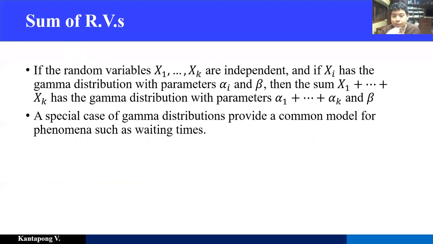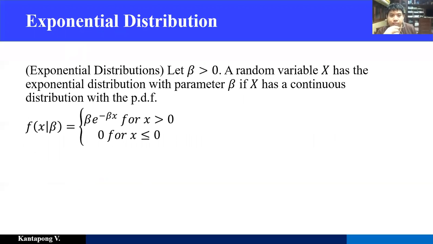Okay, and the special case of the gamma distribution provides a common model for phenomena such as waiting time. And this one is the exponential distribution. Let beta be greater than 0. A random variable x has the exponential distribution with parameter beta if x has this distribution. So previously in the gamma distribution we have both parameters, right? Alpha and beta. But for the exponential distribution we have only beta.